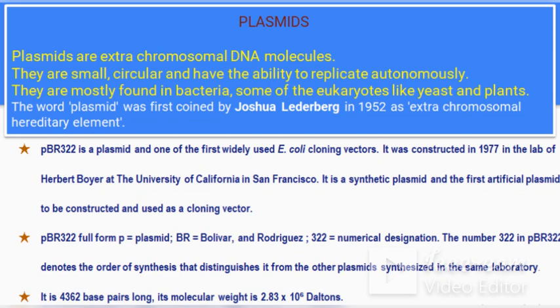pBR322 is an artificial plasmid which is usually regarded as the boon for gene cloning techniques. pBR322 is a plasmid widely used in E. coli cloning, created in 1977 in the laboratory of Herbert Boyer at the University of California, San Francisco. It was named after Francisco Bolivar Zapata, the postdoctoral researcher, and Raymond L. Rodriguez. Its DNA is derived from different but naturally occurring plasmids.